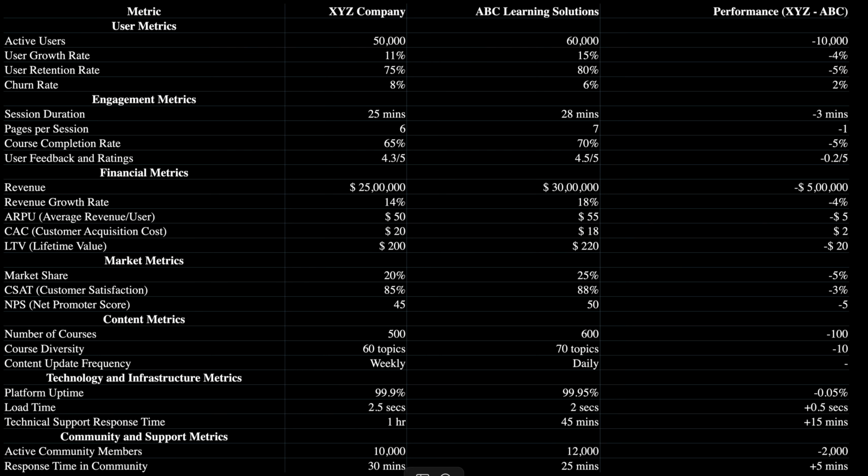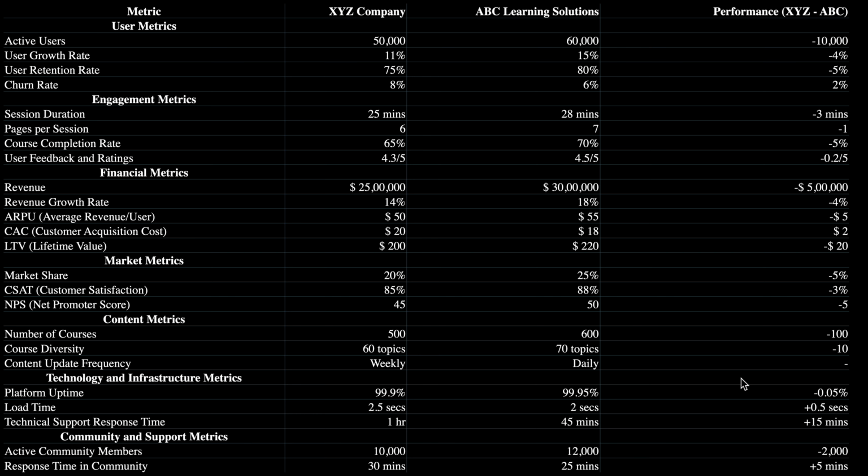And then do a subtraction of the companies you want to compare from the company you want to analyze. XYZ is my company, so I want to subtract the data or the metrics in order to find out the difference, the performance, how well I'm doing. I'm doing less in the case of user growth rate. Here it is 15 minutes positive, which is negative because it's a response time. 5 seconds positive, which is again bad because it's a load time. Response time in the community is plus 5 minutes, 30 minutes, and 25 minutes, and minus 2000 active community members.